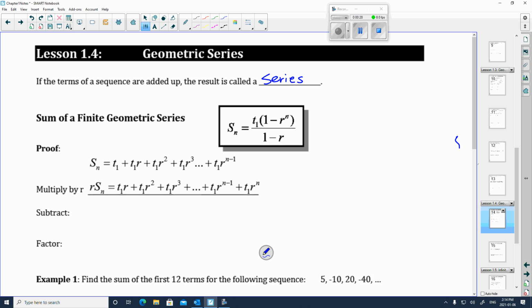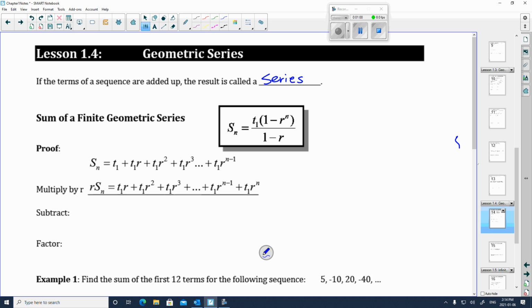just adding up. An unlimited amount would be term 1 plus term 1 times the ratio, which we learned the other day, and then of course term 1 times the ratio squared for the third term, etc., etc. If I take this same statement and multiply it by r, I get rSn on the left side, and then I multiply all the r's on the right side, and I get the second statement.